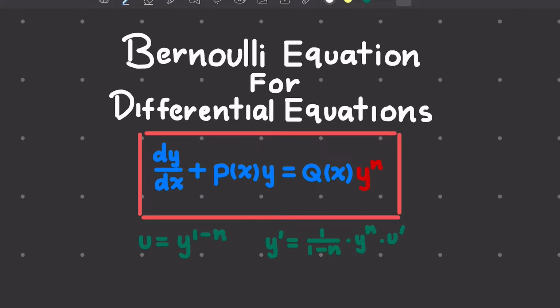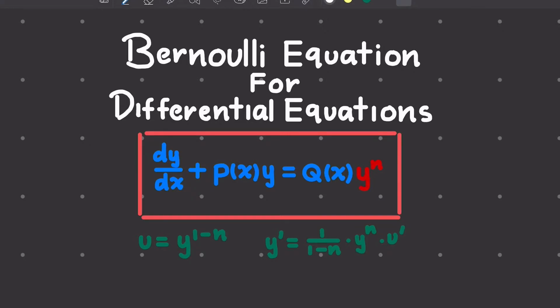So today we will be learning about the Bernoulli equation, which takes the general form dy/dx + p(x)y = q(x)y^n. But wait a minute, if I remove the y to the power of n here, you will notice that this differential equation is indeed a first order linear differential equation. But for the Bernoulli equation, there is a y to the power of n that makes this differential equation a nonlinear one. And how do we solve the Bernoulli equation?